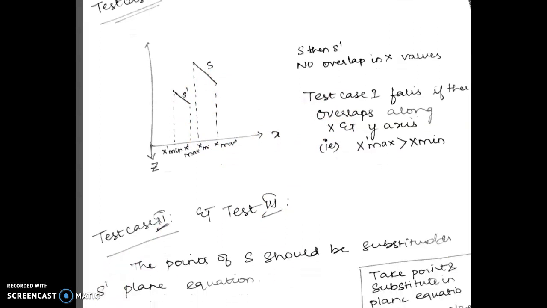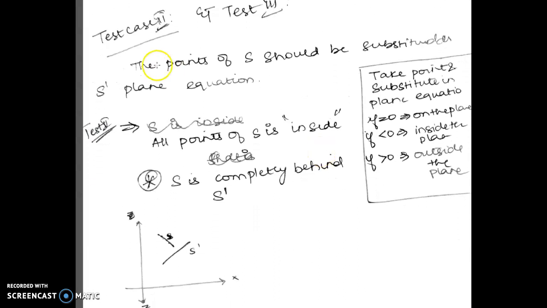Test 2 and test 3 are done simultaneously. In test 2, the points of S should be substituted in the S dash plane equation. So take a point on S and substitute. If the equation is equal to 0, then it is on the plane. If the equation is less than 0, it is inside the plane. If the equation is greater than 0, it is outside the plane. So in test 2, if all points of S are inside the plane, then S is completely behind S dash. If we take points in S and substitute in the S dash equation, it will be less than 0. That proves that surface S is completely behind the S dash surface.